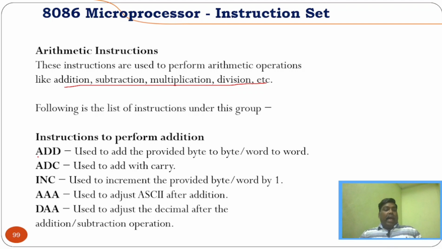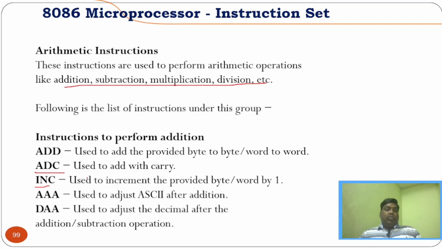Whereas you can see, ADD is the instruction which is used to add a byte or a word, and this is the normal addition without involving the carry flag. And ADC is the same addition instruction, but involving the carry flag as well. And INC will increment the byte or a word by 1.